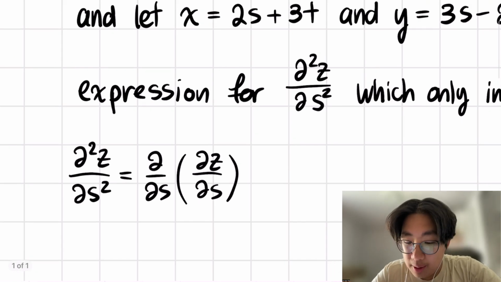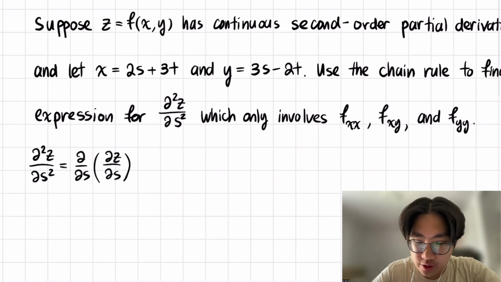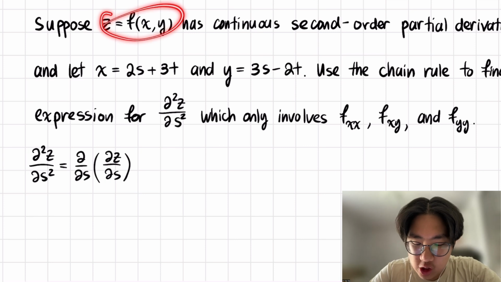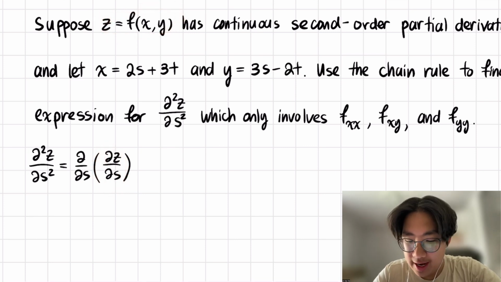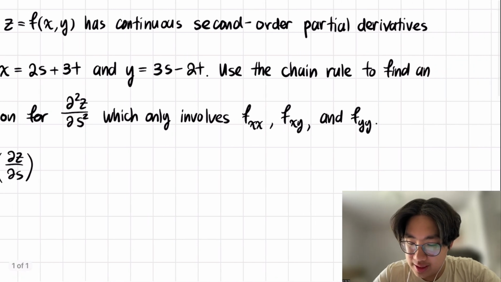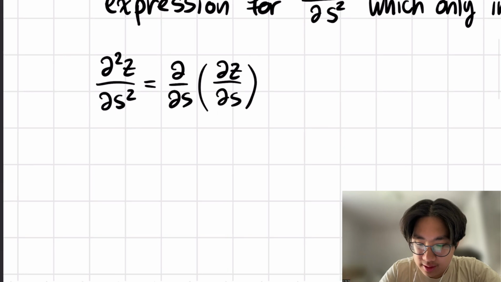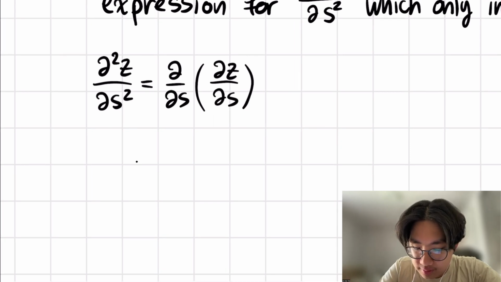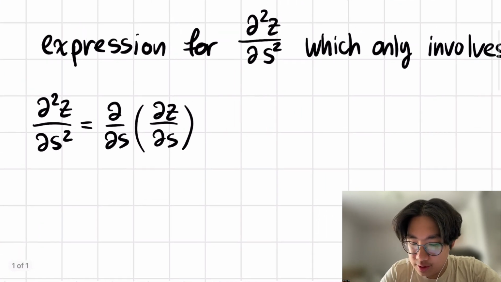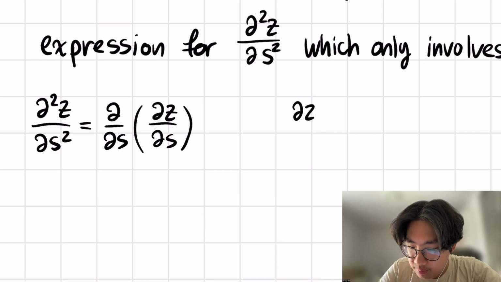From here, we can then apply chain rule. Again, keep in mind that we don't know what z is, so we can't directly compute this. However, we can use chain rule to expand it and eventually express it in terms of these right over here. So first, let's do that. I'll write this on the side here. So we know that partial z, partial s.